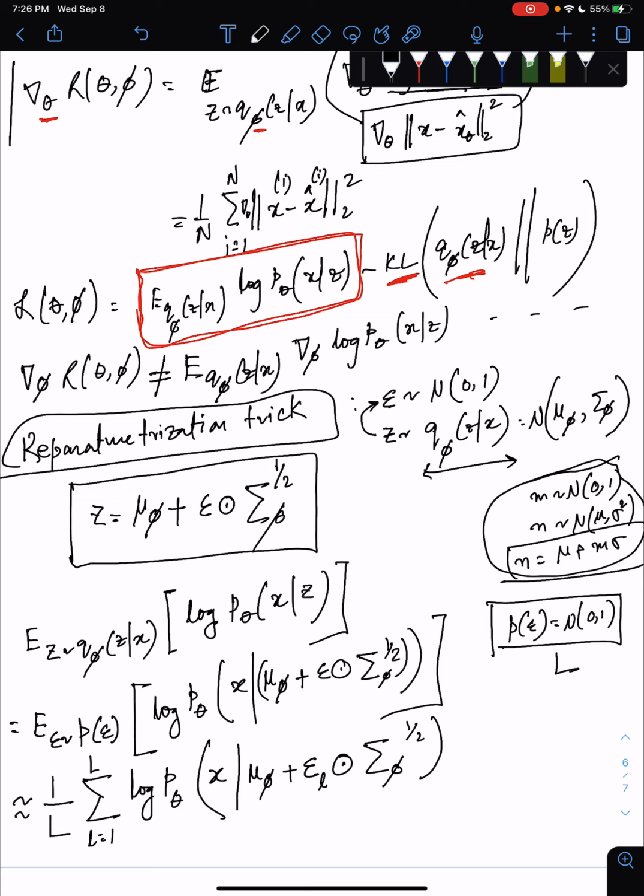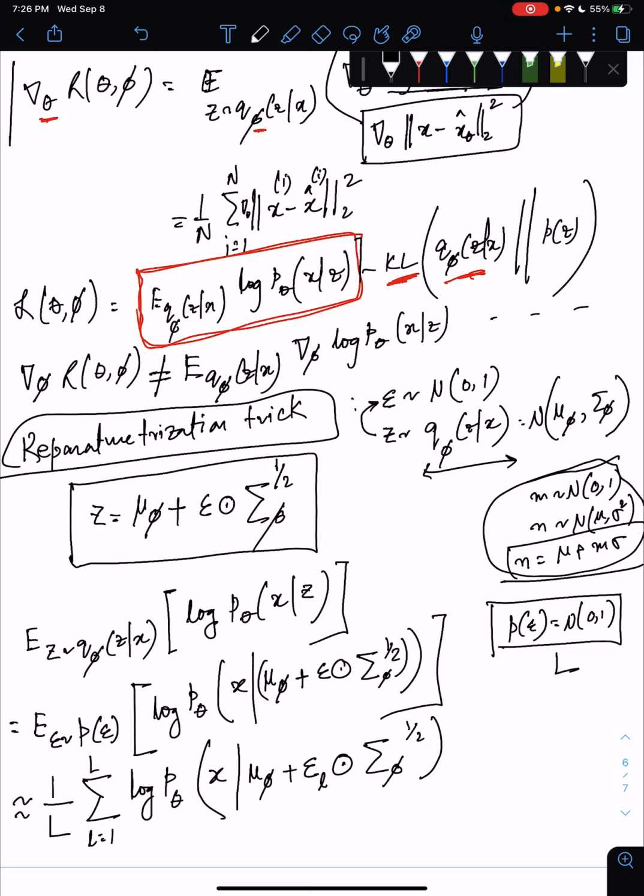Okay, so now if you look at p(x|z), this term doesn't have a phi in it. Now we can take the derivative with respect to phi.